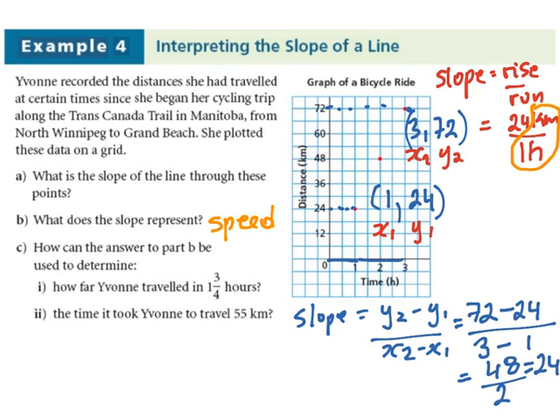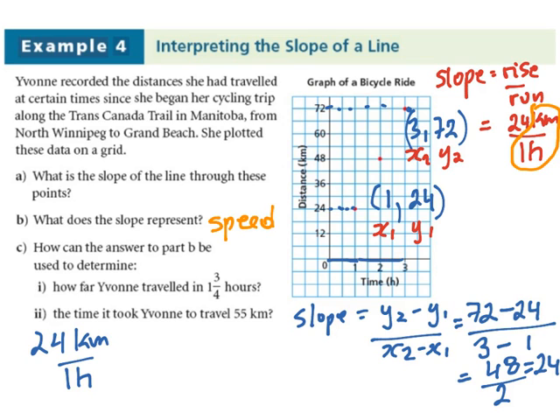Now we're going to use the slope to answer part C. How can the answer to part B be used to determine how far Yvonne traveled in 1 hour and 3/4 of an hour? Also the time it took Yvonne to travel 55 kilometers. So remember that the slope tells us that 24 kilometers are done in 1 hour. And since we're going to have 1 hour and 3/4 of an hour, what's the distance traveled?